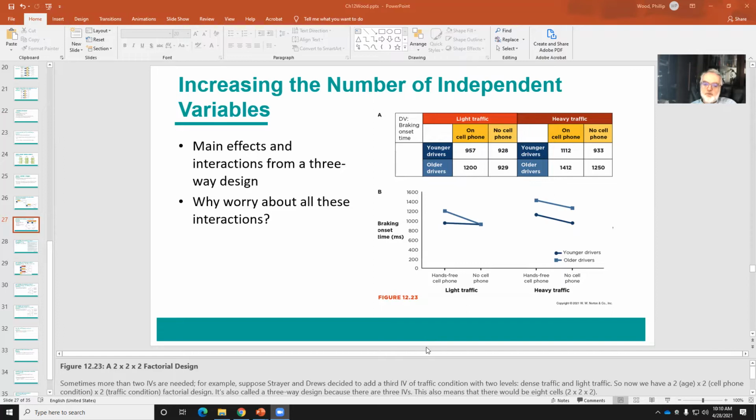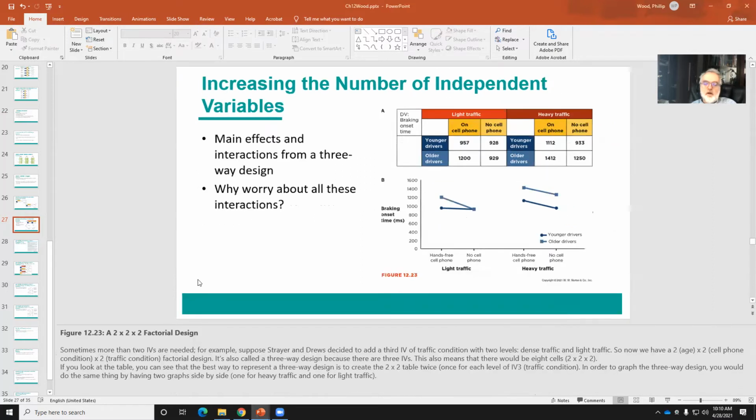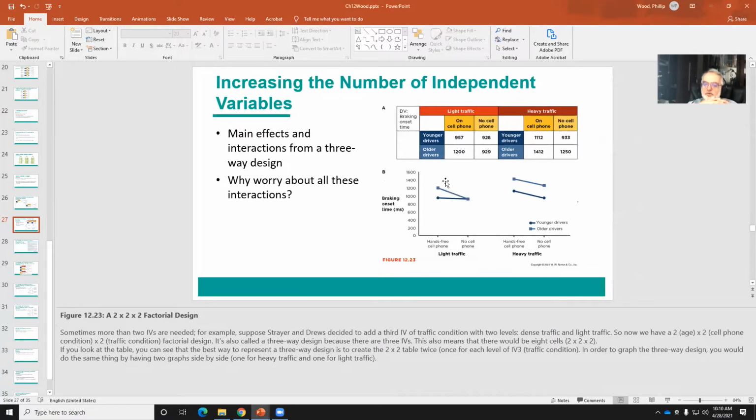So these things help us spell out more of what's going on in terms of the external validity of our study: not only are we interested in whether we generalize to types of people, young versus old, but also we're generalizing to different types of environments, light traffic versus heavy traffic.